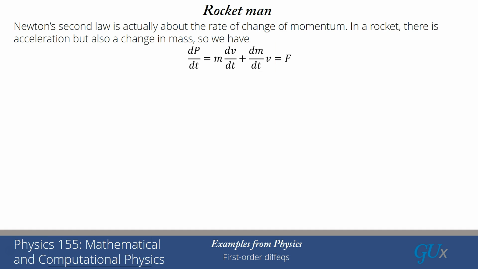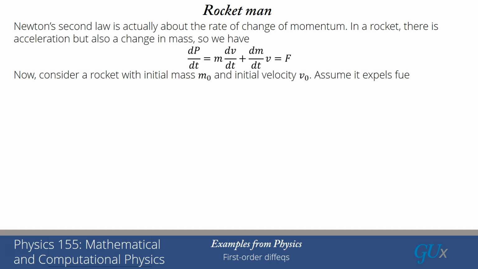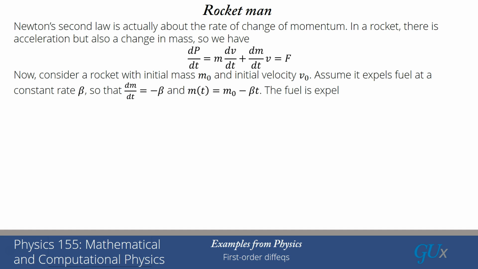And that whole thing will equal the force that's being applied on the system. Now, for our rocket, we're going to assume it has an initial mass m0 and an initial velocity v0. It's going to expel fuel at a constant rate beta, such that dm/dt is equal to minus beta. Now I can integrate that and find m of t is just equal to m0 minus beta t.